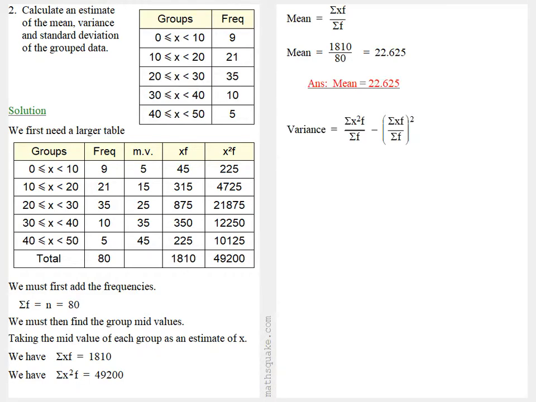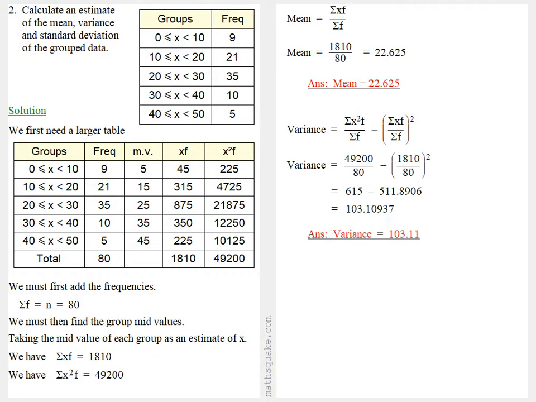Now the variance is the sum of the x squared f over the sum of the f, minus the sum of the xf over the sum of the f, all squared. Now that is 49,200 over 80 minus 1,810 over 80 all squared, which is 615 minus 511.8906, which is 103.10937. So rounding it off to 2 decimal places, the variance is 103.11, and the standard deviation is the square root of that, which is 10.1543. So rounding that off, we get the standard deviation is 10.15.